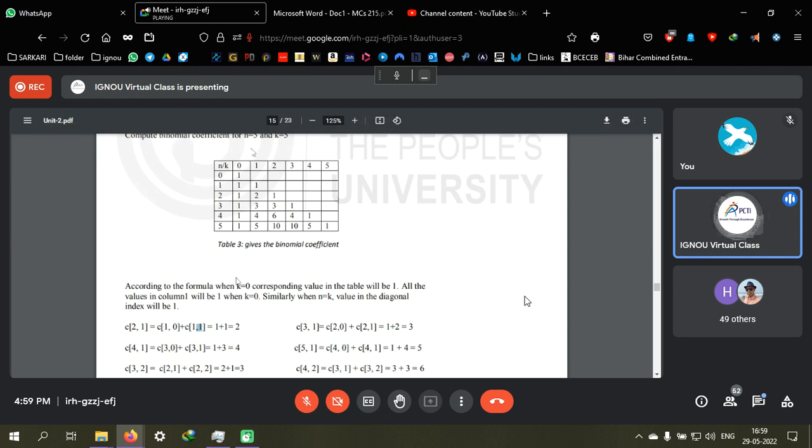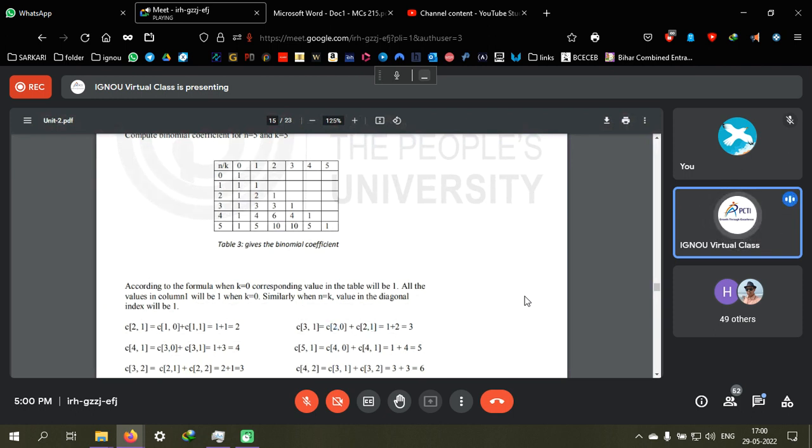Now I have to compute 3, 1, where the value of n is 3 and the k value is 1. So what is the formula? C(i minus 1, j minus 1): 3 minus 1 is 2 and 1 minus 1 is 0. Then i minus 1, that is 3 minus 1 is 2, and j as it is, so here it is j. So 1 plus 2 is 3. We got the value 3.